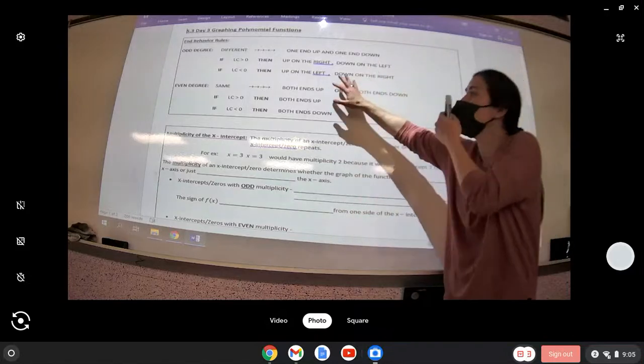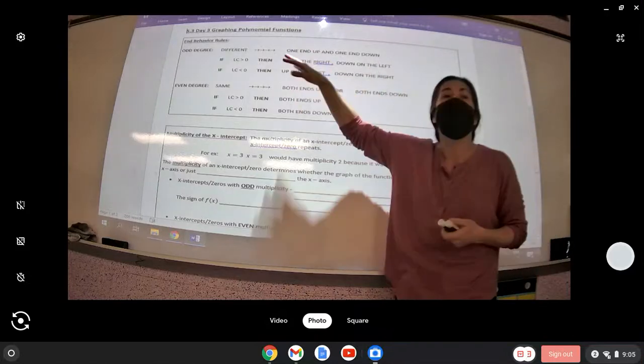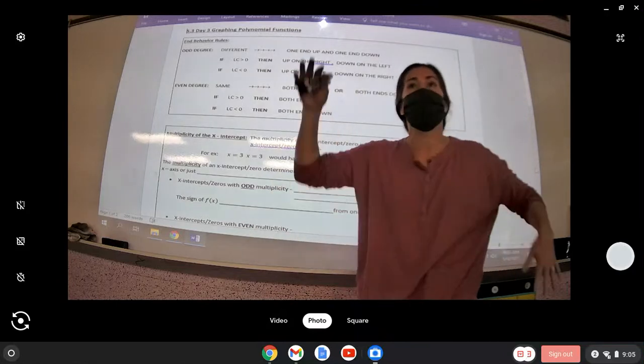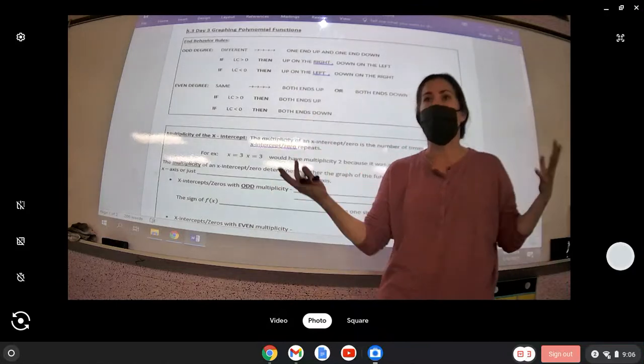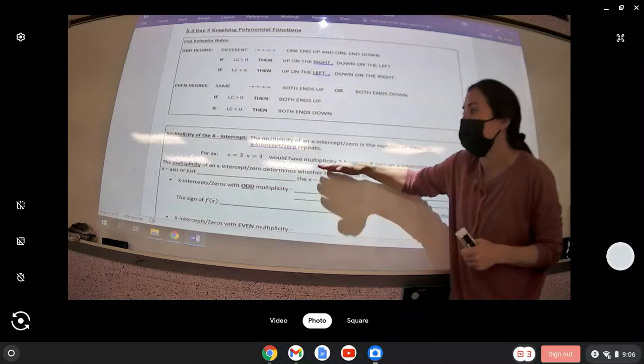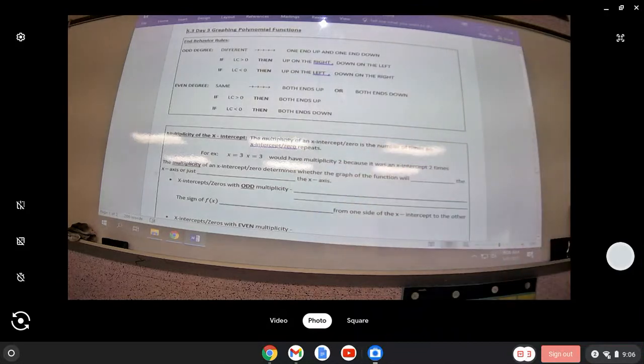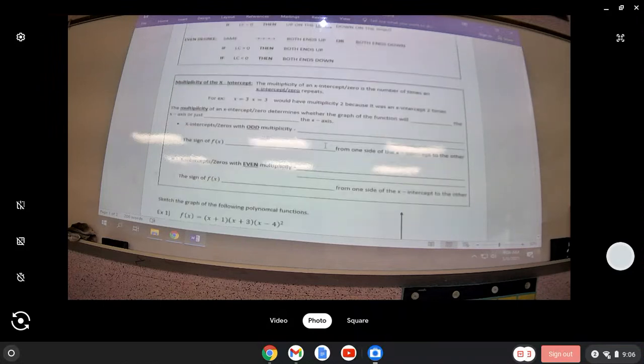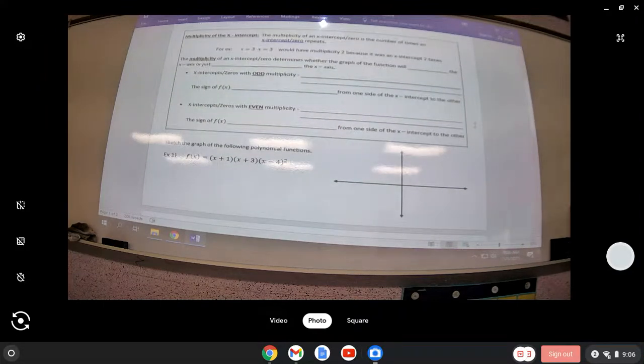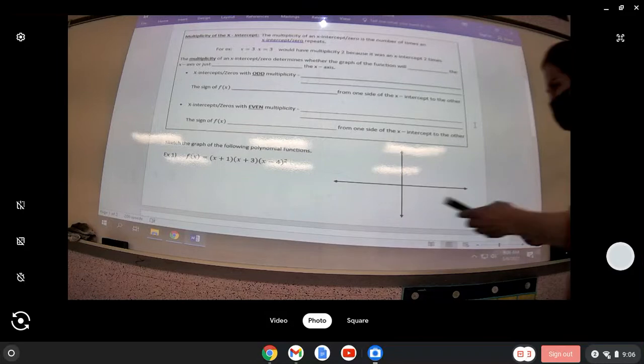All right, so I've given you your end behavior rules again. So remember, the end behavior depends on the degree and the sign of the leading coefficient, right? Now we have to talk about these x-intercepts and their multiplicity and what effect it has on the graph. So we're going to write our rules down first, and then I'll show you an example, okay?